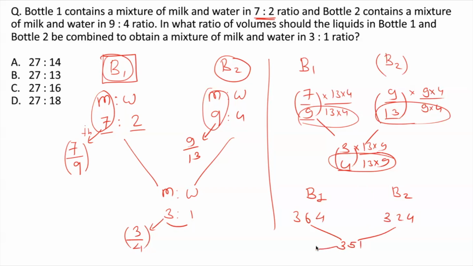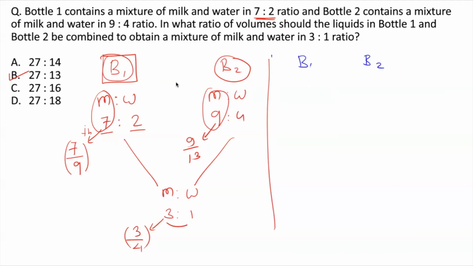Now applying the rule of alligations, 364 minus 351 is 13, and 351 minus 324 is 27. The ratio that we need is 27:13. This is one way of solving the question using the fraction of milk. Now we can also use the alligation method, guys, by taking the alligation with respect to water content.